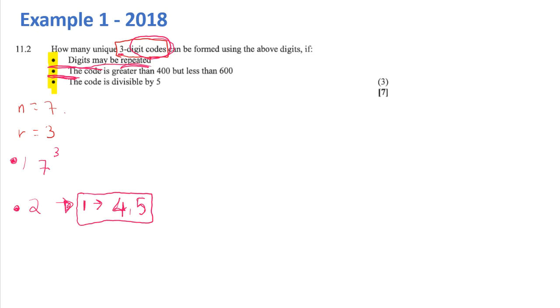And the third condition means, well, it has to be divisible by 5, okay? And because 0 isn't in the list of numbers to choose from, for this third number, the only multiple of 5 in that set of numbers is 5 itself. So the third number can only be 5. Okay?